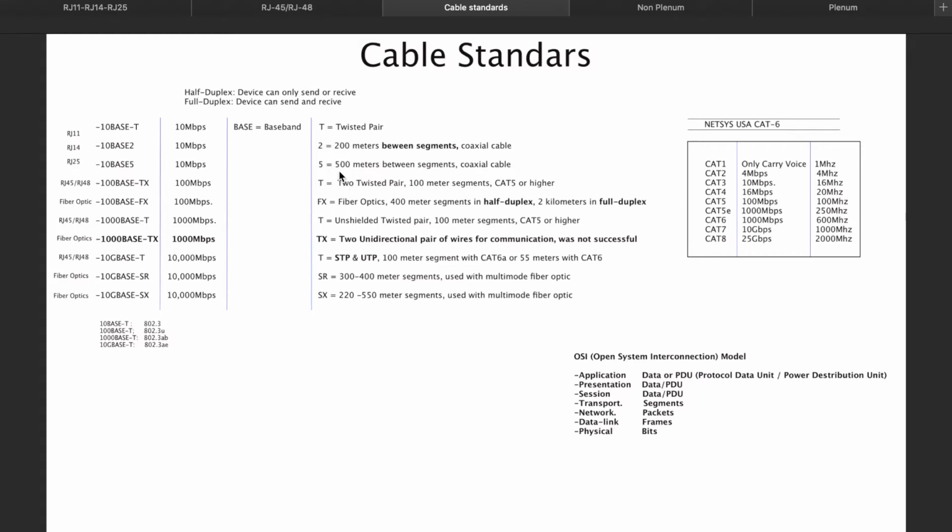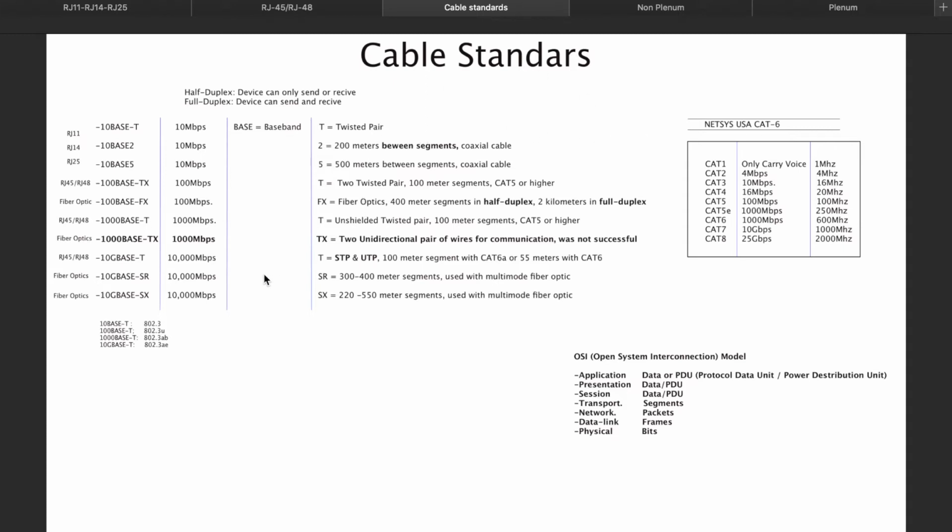You'll also notice that some of them have different lengths. So for example, the 10 base 2 has 200 meters in between segments. That means that you can have a telephone line right here, and then 200 meters later you can have another telephone line, and then another 200 meters you can have another. It could be shorter than that, but it can't be longer than that, otherwise you start losing quality.